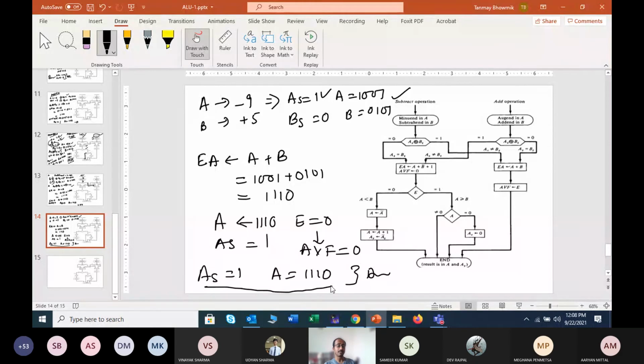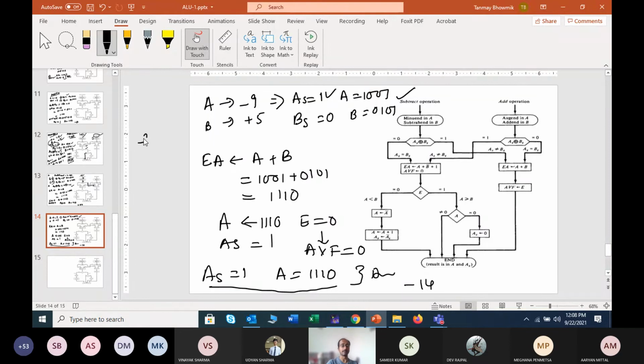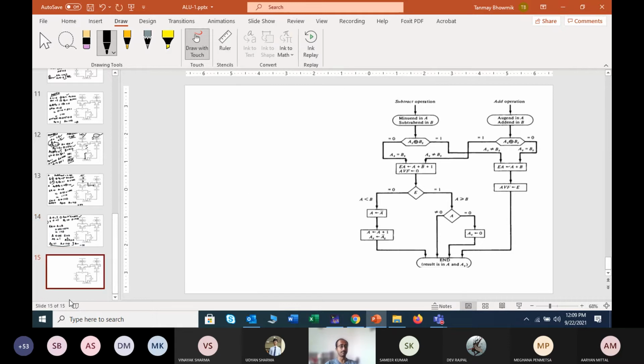Now what is this actually? AS 1 means negative, and 1110 means 8 plus 4 plus 2, 14. So it is minus 14. If you perform this operation minus 9 minus plus 5, what should be the value? The value is minus 14. Okay, so any confusion or any clarification or any other thing? I'll be happy to get some questions. If no confusion, then I'll go to the next problem.